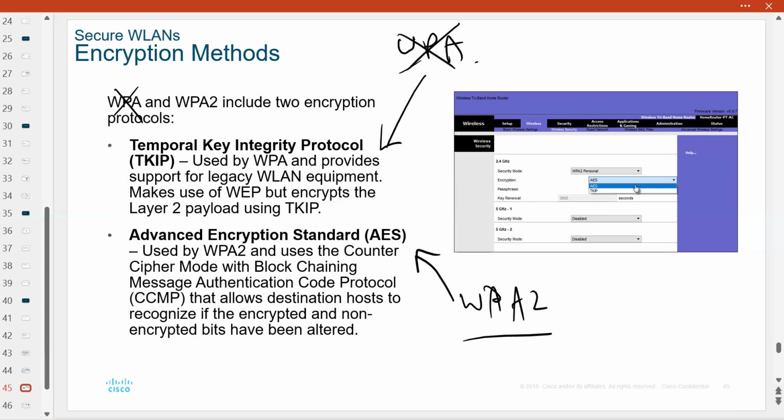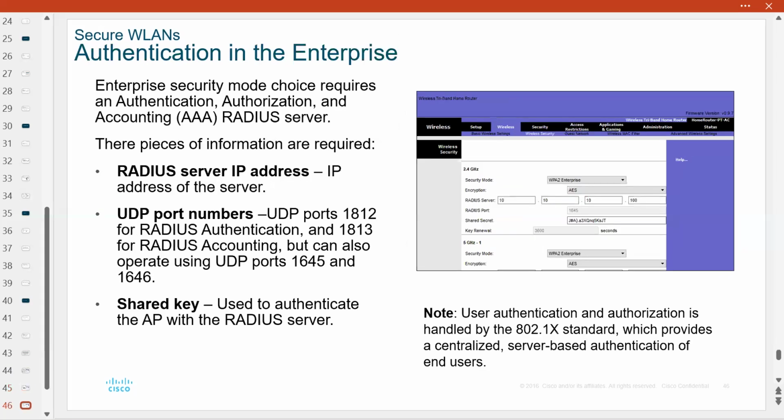All right, let's finish up. 46, authentication in enterprise. Enterprise security mode choice requires an AAA RADIUS server. Three pieces of information are required: the RADIUS server IP address, the UDP port numbers, and the shared key.